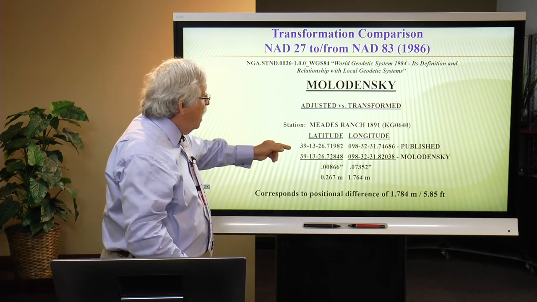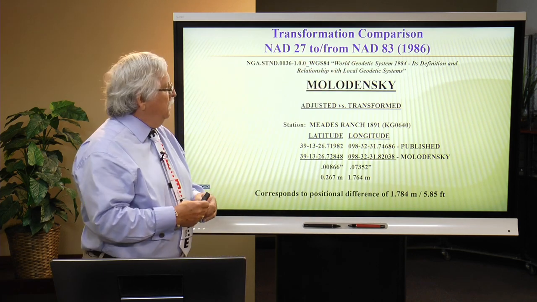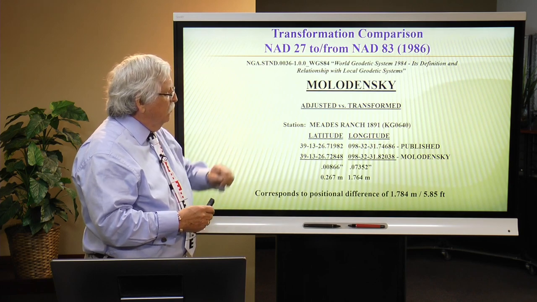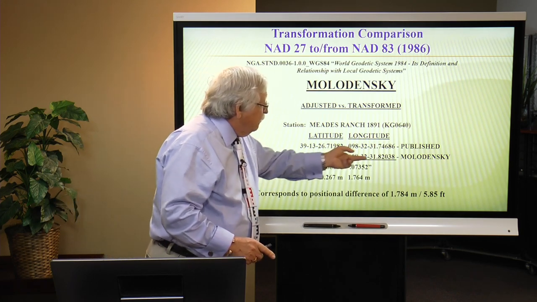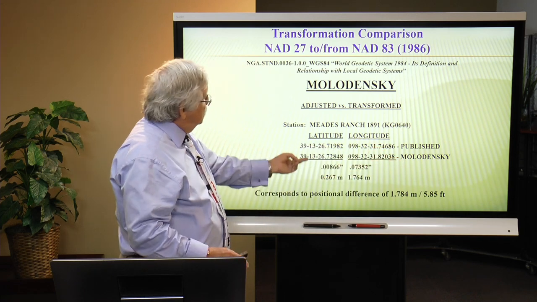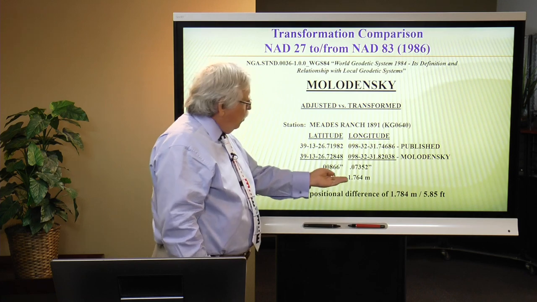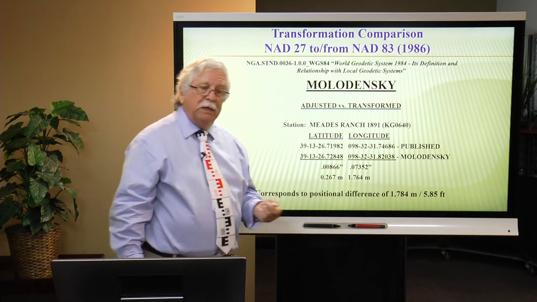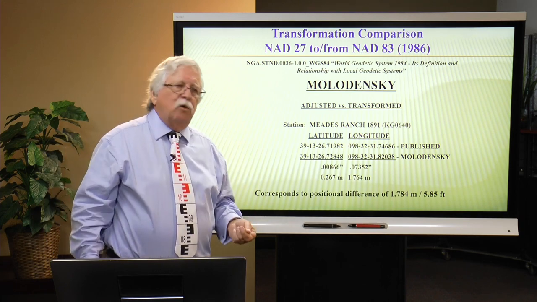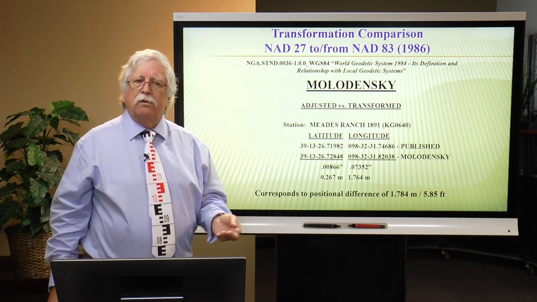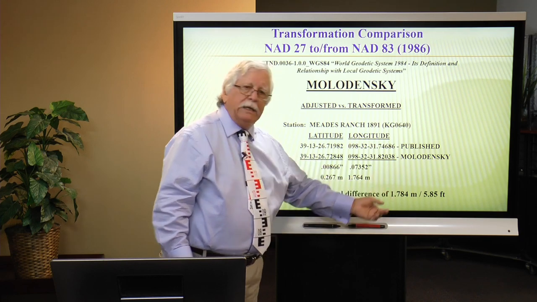So what you see here at the top is the published NAD83 1986 latitude and longitude for Station Meade's Ranch. Using the Molodensky, I get the values below this, and you can see the positional differences. About 3/10 of a meter in the latitude, 1.7, 1.8 meters in the longitude. Well, depending upon the nature of your work, you might say, well, that's okay. The two-dimensional change is about 1.8 meters.